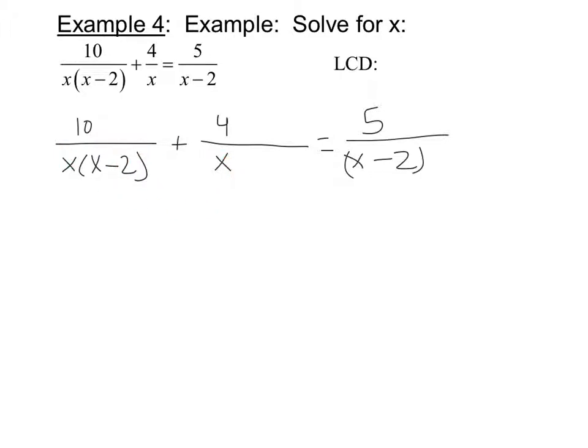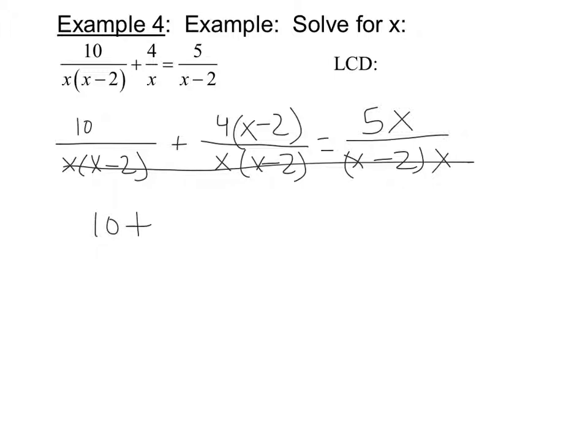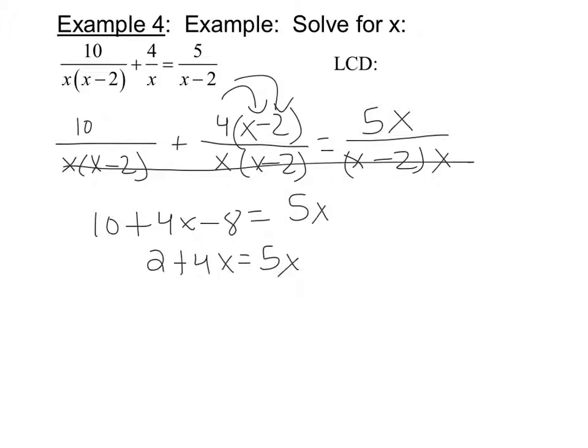What's the second missing from the first? X minus 2. Nothing else is missing, so what's the third missing from the first? X. Is it missing anything from the second? No. So now that the denominators are all the same, you get rid of them. 10 plus 4x minus 8, because you distribute, equals 5x. 2 plus 4x equals 5x. So x equals 2, because subtract the 4x.